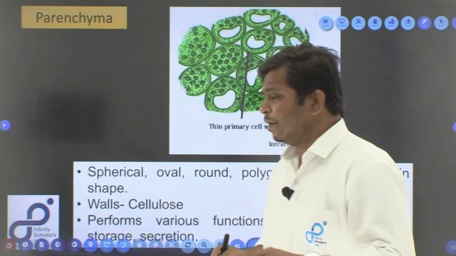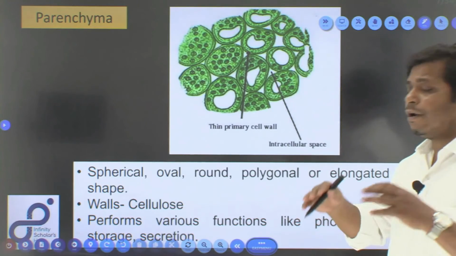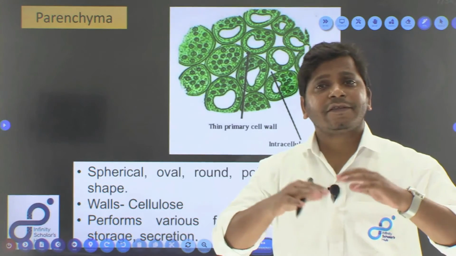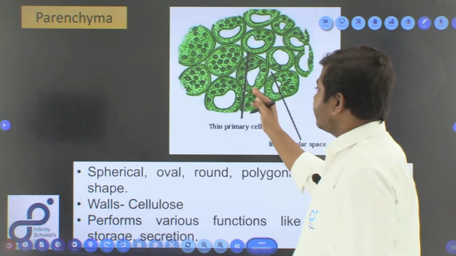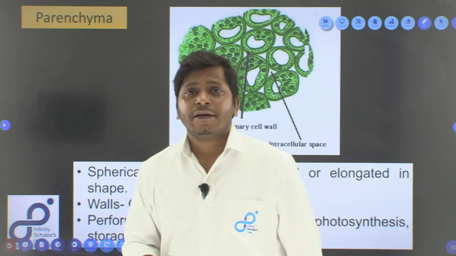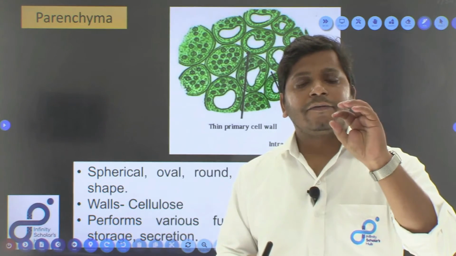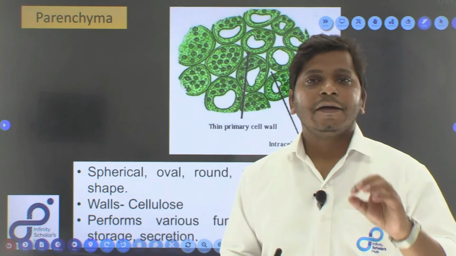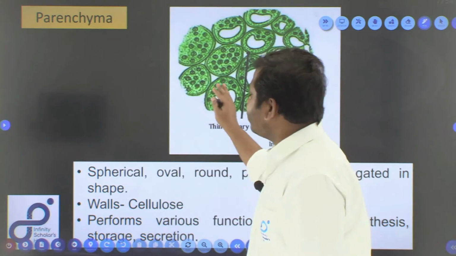Spherical in shape, but they might be oval, round, polygonal or elongated. The shape can vary. One of the characteristic features of the cells is that they're extremely thin walled. उनका जो cell wall होता है, they're very thin. Secondary thickening has not happened as of now. So they have only primary thickening.